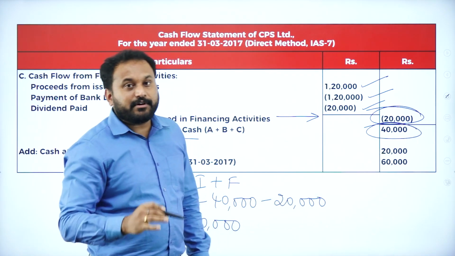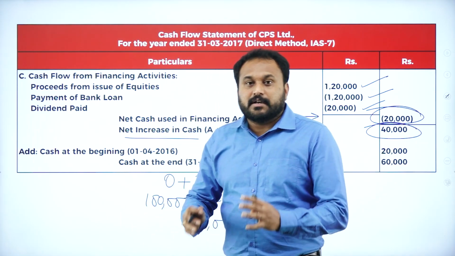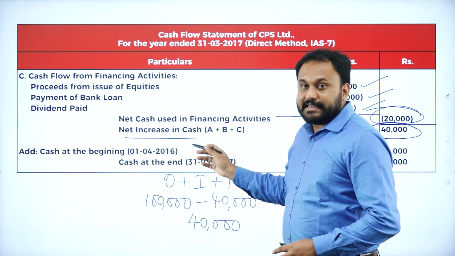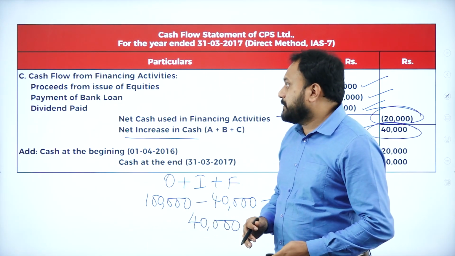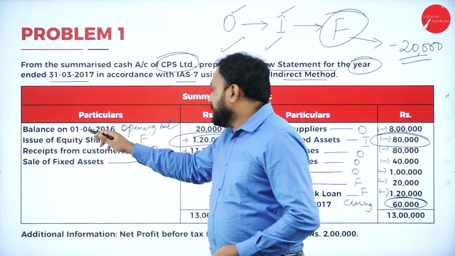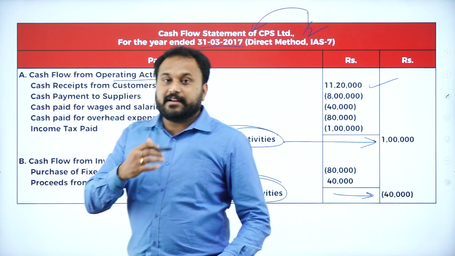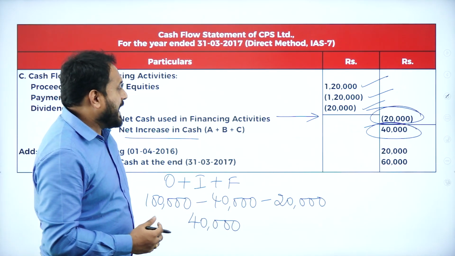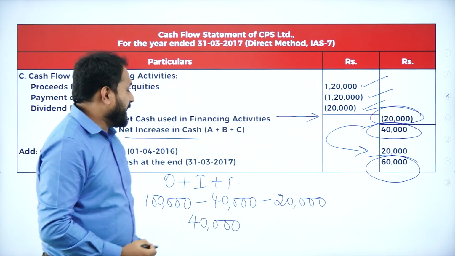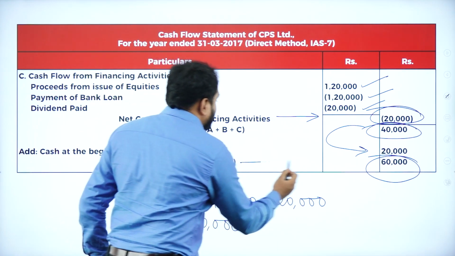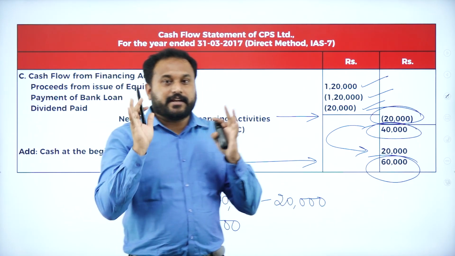Now I told you whenever we go with direct method or indirect method, after you get the net increase in cash or net decrease in cash, we are supposed to add the opening balance. So how much is the opening balance here? The opening balance I told you is 20,000. So I need to add my net increase in cash with the opening balance. 40,000 plus 20,000, what will I get? 60,000. This is my cash at the end of 31/3/2017. The minute I get 60,000, my answer is correct.